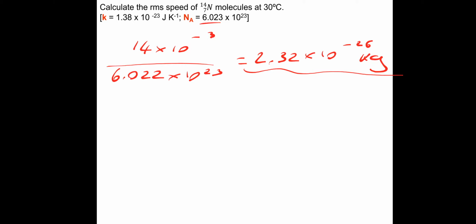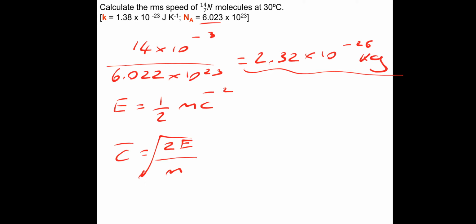So we've got the mass and we've also got the kinetic energy previously. So now we can calculate the RMS speed. So we're going to use energy is equal to a half m c bar squared. So we rearrange to get c bar. So c bar is equal to 2 times the kinetic energy divided by the mass of an individual atom, and then square root.